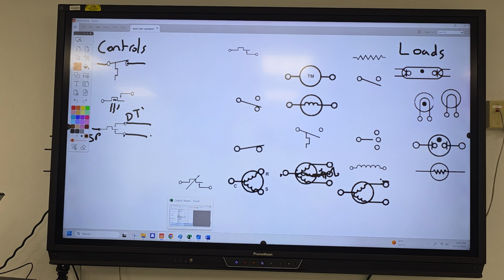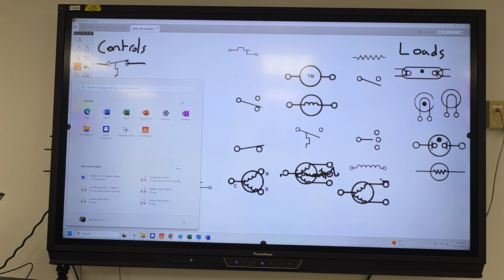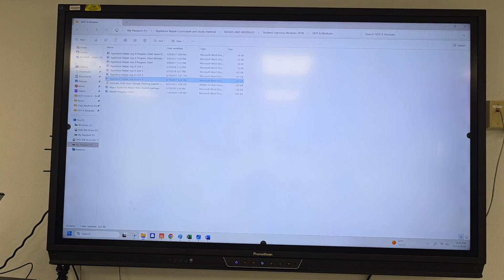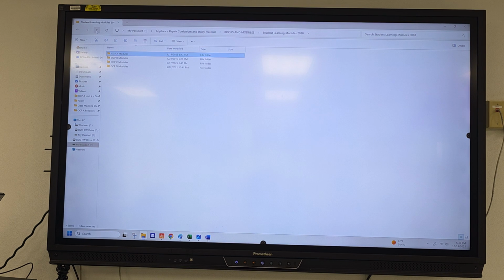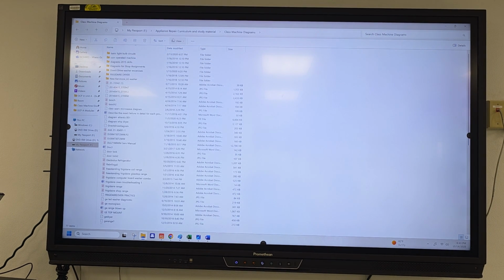And I had all these diagrams open. Don't tell me I closed them all. Okay, we're going to have to go back. I must have closed the Adobe program without even knowing it. One second, guys, I apologize. What's up, Bo? Where's my class machine diagrams? Where's William? Where's William?